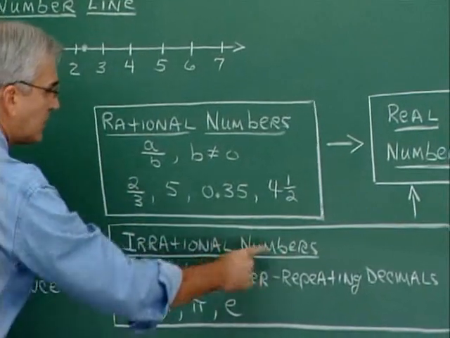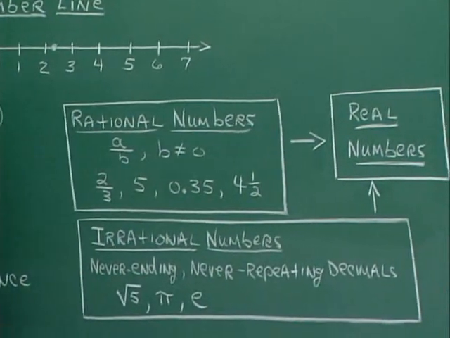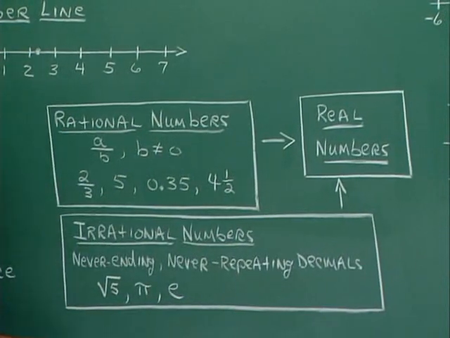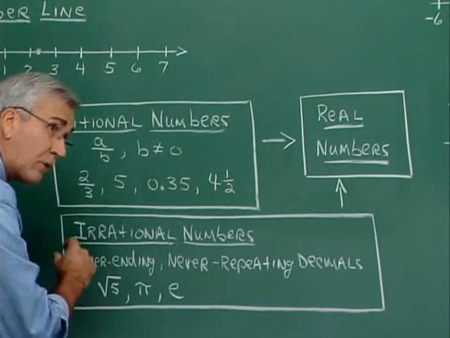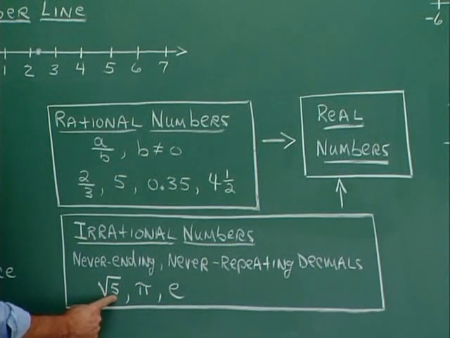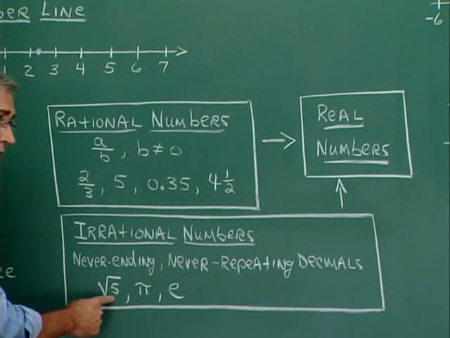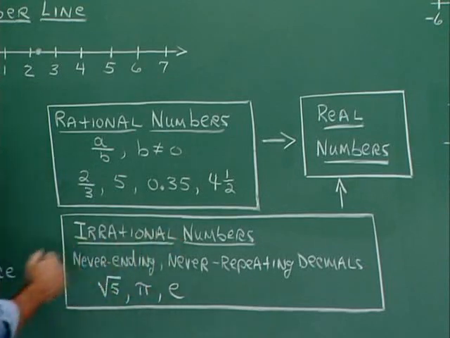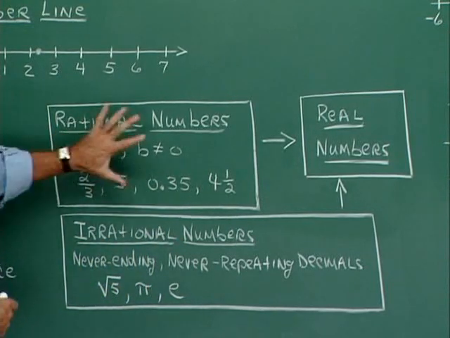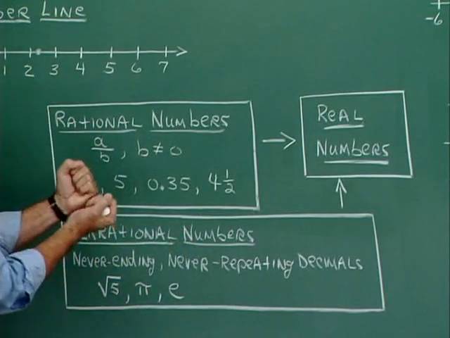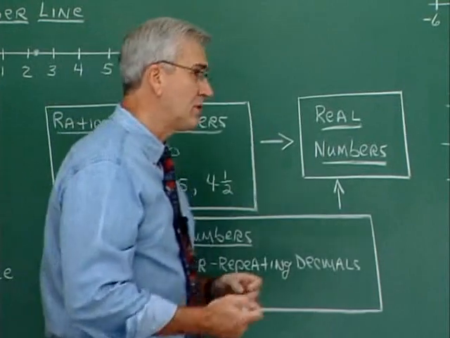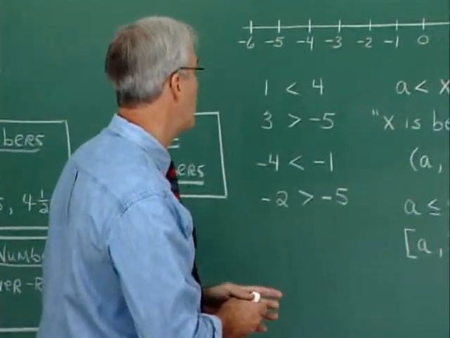Well, irrational numbers are not part of this set, and those numbers are never-ending and never-repeating decimals. Some popular irrational numbers are the square roots of non-squares, like the square root of 5, and the naturally occurring constant pi and the naturally occurring constant e are members of this set. When you take the rational numbers and the irrational numbers and you put them together, you have the set of real numbers. That's the number system that we'll be talking about, at least at first in this course.